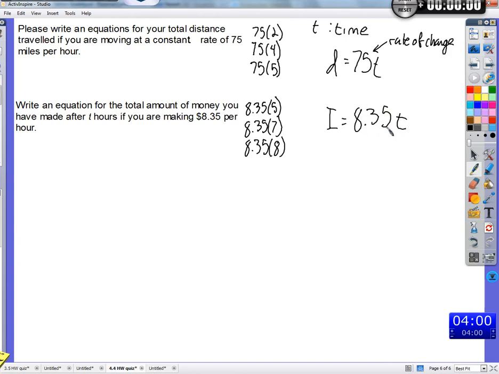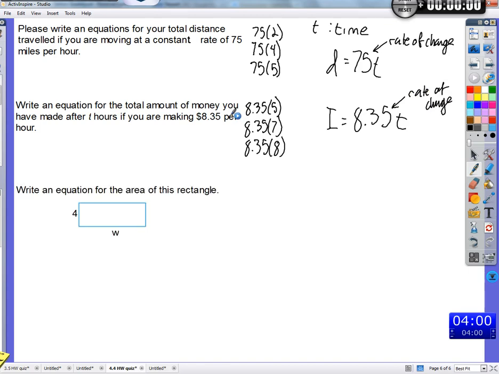8.35 t. Take 8.35, the amount that you make per hour. Multiply by the number of hours. Now an equation for the area of this rectangle.